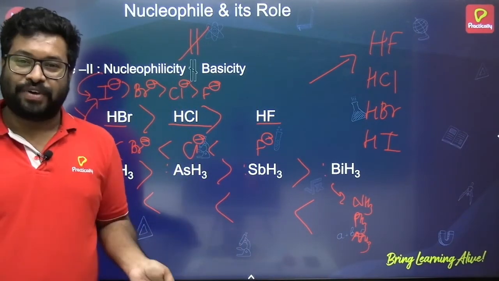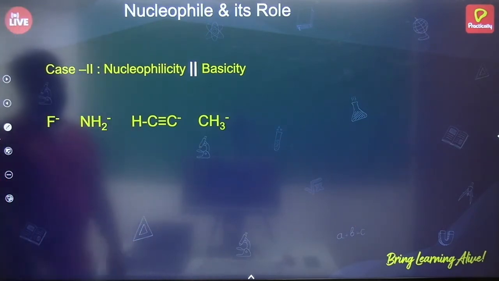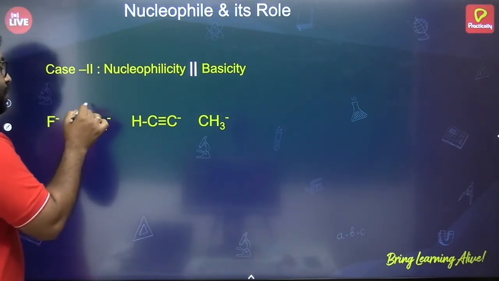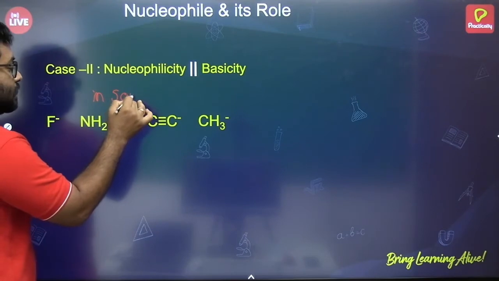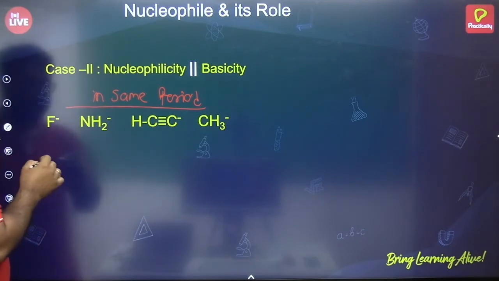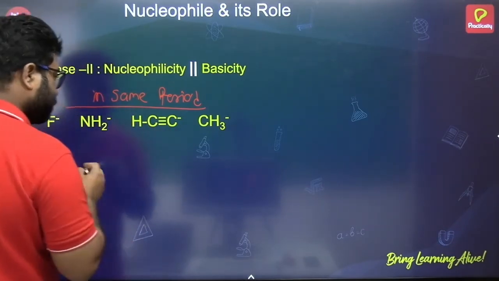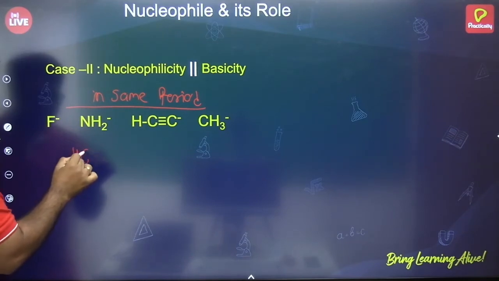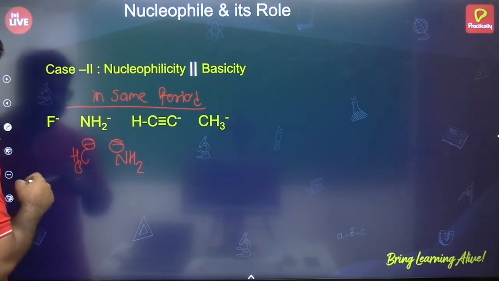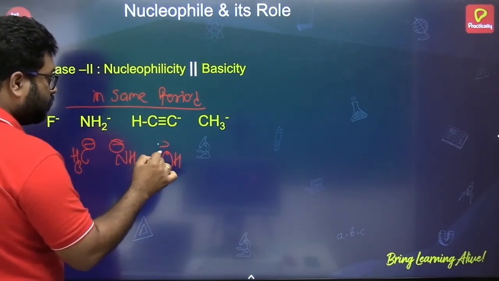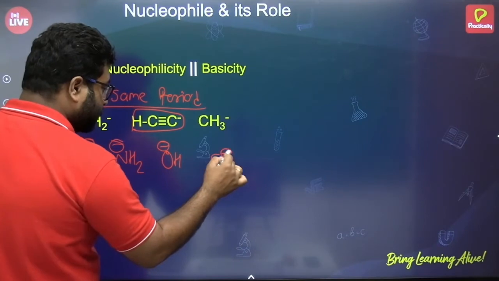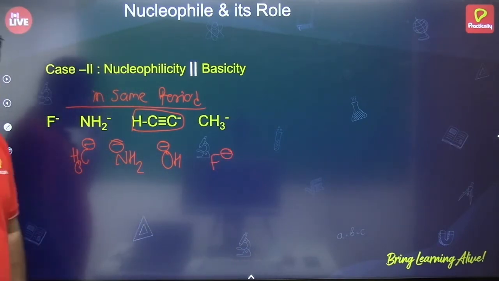Okay, moving ahead. Now again, nucleophilicity parallels basicity when the species are present in the same period. You can see here, all of these species are present in the same period. You can see here, CH3 minus, NH2 minus, right? Then you have OH minus, and lastly, you have F minus. Okay, now how do we check the basicity?